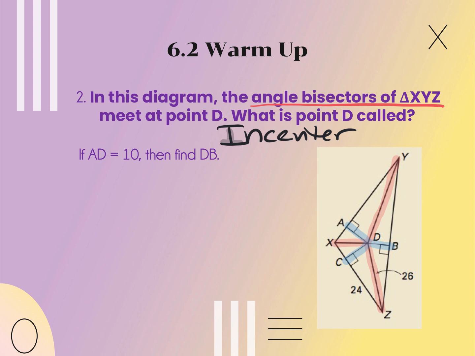So in the problem, they're telling me that AD here is 10. So then that also tells me that DB will be 10, and so will CD. DB is 10, because from that incenter, I can draw equidistant segments to each of the sides.